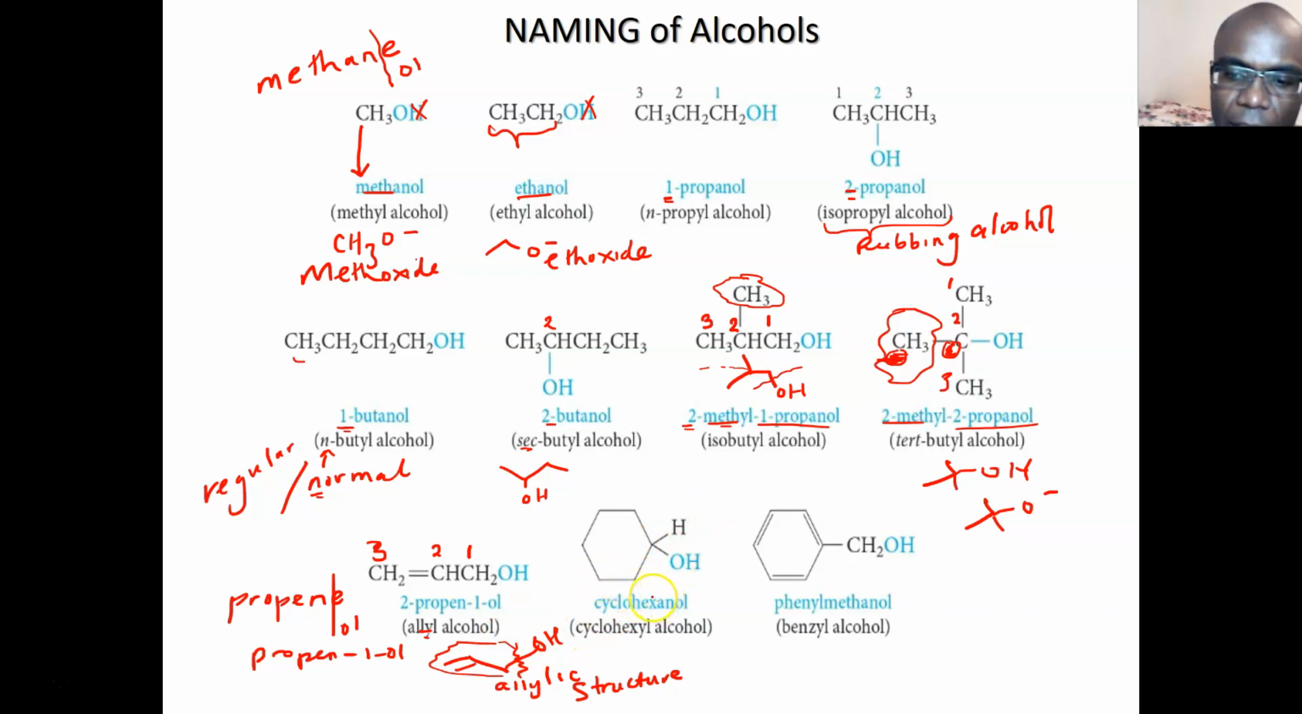When it's a ring and the OH is the only substituent, you just say cyclohexanol or cyclohexyl alcohol, where the cyclohexyl will be a substituent. Now here, this is not phenol. This is called the benzyl group. Like from here to this CH2, that part is called a benzyl. Otherwise, you're going to consider it to be a methanol.